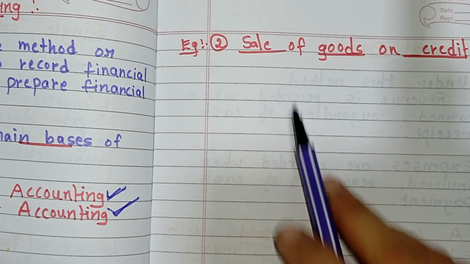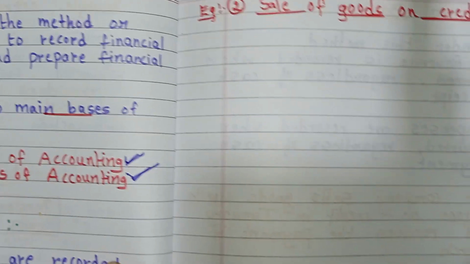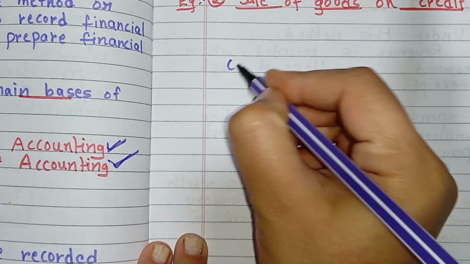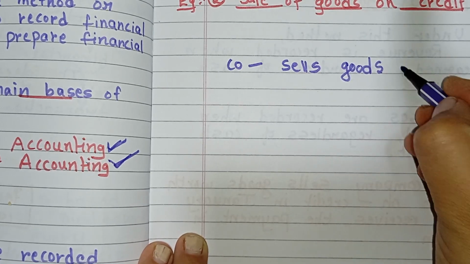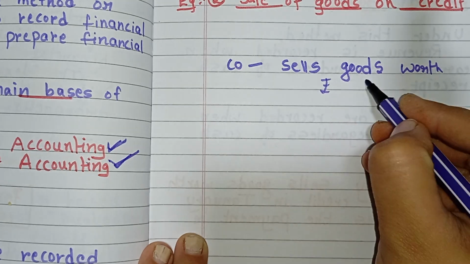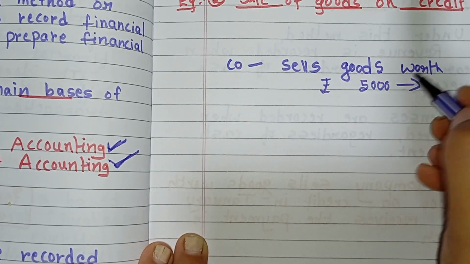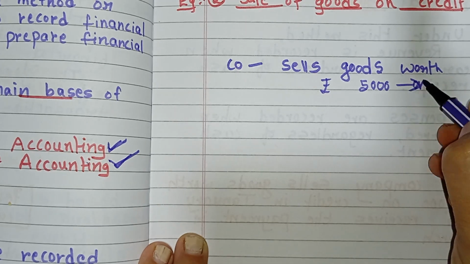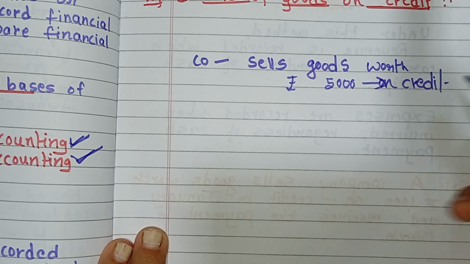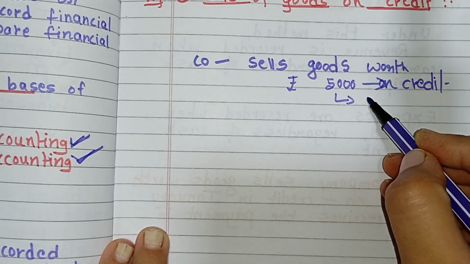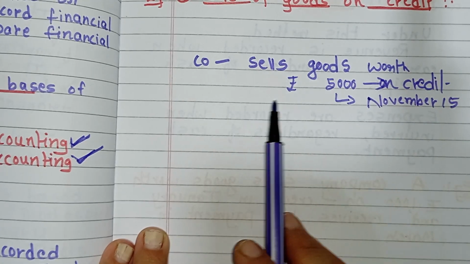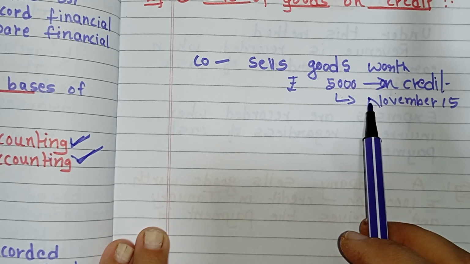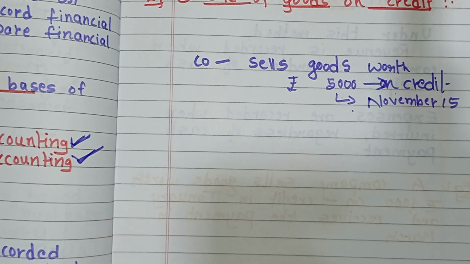Here I will take one more example for this sale of goods on credit. For example, a company sells goods worth rupees 5000 on credit on November 15, and the customer pays the amount on December 10.